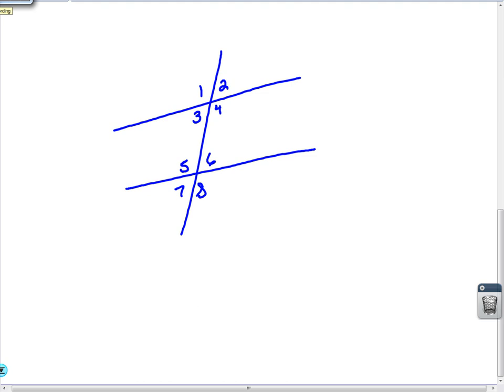Let's go a step further. Since corresponding angles are congruent, Stephen, angle 1, from what I just told you, angle 1 has to be congruent to what angle down there? What corresponds with 1?